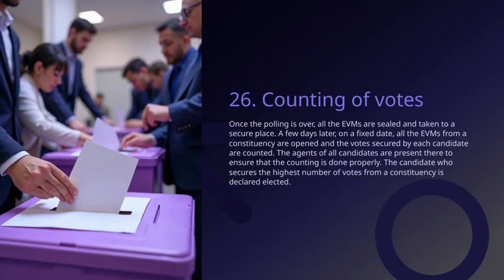We open the EVMs from each constituency, and this is where the actual counting of votes takes place. It's important to note that during this process, the agents of all candidates are present. Their presence helps maintain transparency and fairness, ensuring that the counting is done properly. The key point here is that the candidate who receives the highest number of votes from a constituency is declared the winner. This methodical process guarantees that the election results are fair, transparent, and credible, which is vital for the trust in our democratic system.